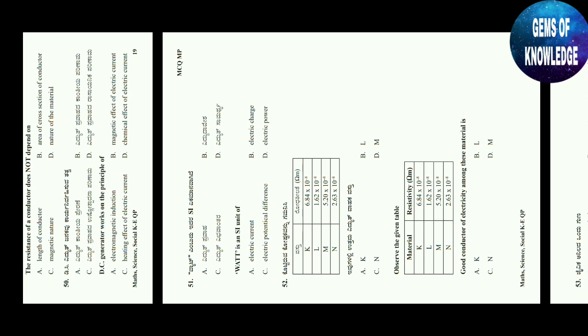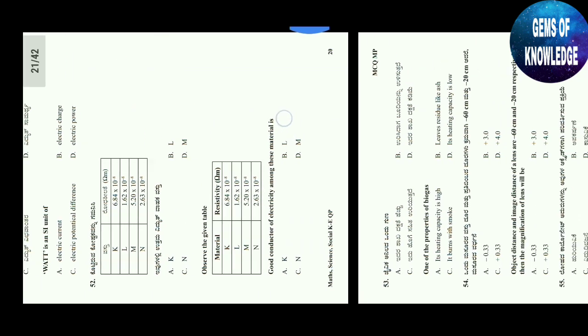According to the table, material L has the least resistivity, that is 1.62 into 10 to the power of minus 8. So the correct option will be B, which contains material L. Since it has less resistivity, less opposition to current, the current will flow more easily in the circuit. So that material is a good conductor of electricity.